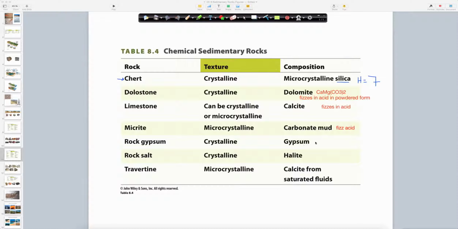Rock gypsum is made out of gypsum, so it will have the same properties as gypsum. Rock gypsum usually is white and a little bit more powdery. You're not going to get nice little crystals like you would in the crystal form of gypsum. Rock salt is halite, so it tastes like salt.